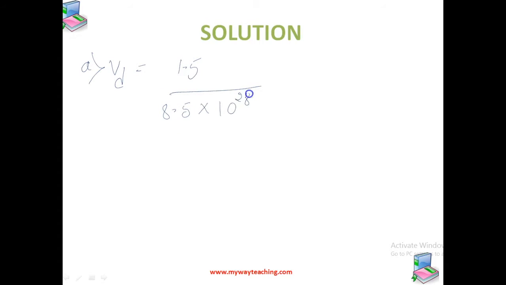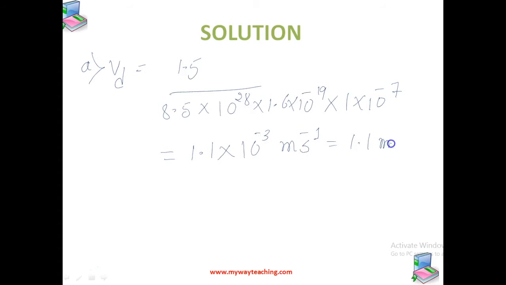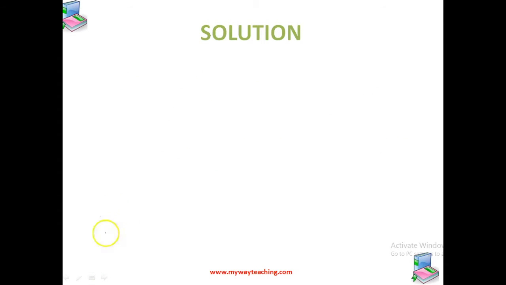8.5 into 10 raised to 28. 1.6 into 10 raised to minus 19. 1 into 10 raised to minus 7. So if you simplify this, we get 1.1 into 10 raised to minus 3 meter per second, which gives 1.1 millimeter per second. So this is the solution for the first part of the question.